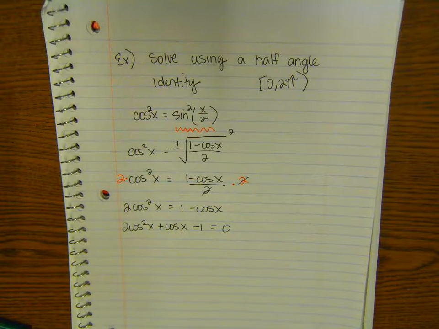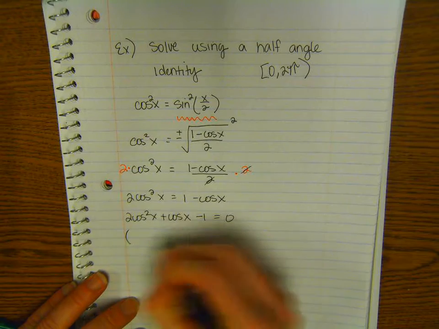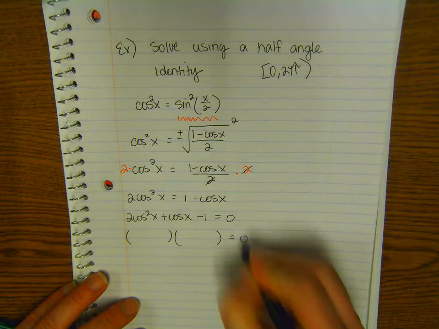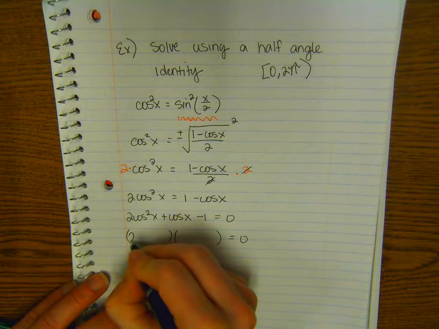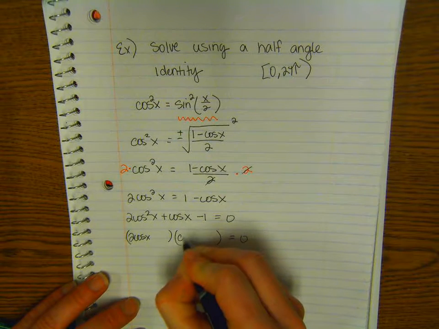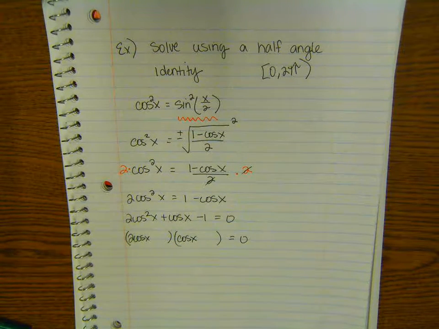Hey, this looks like some things we've been doing. We're going to factor this. What does this factor into? 2 cos. That is always correct.